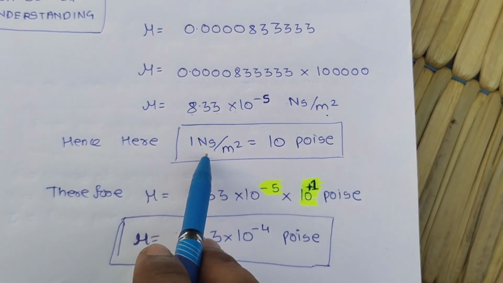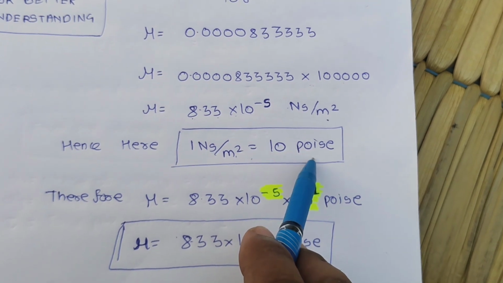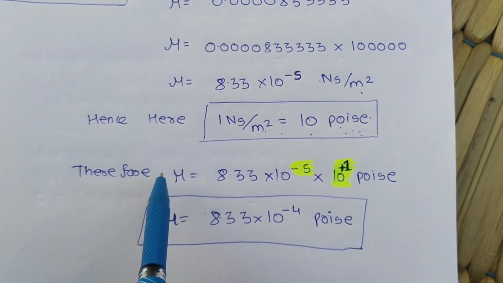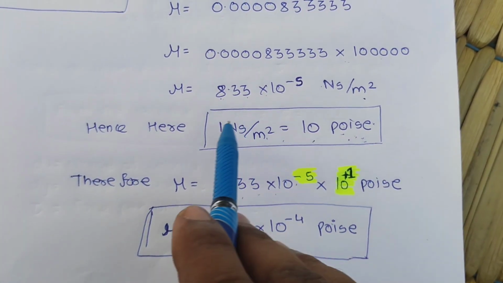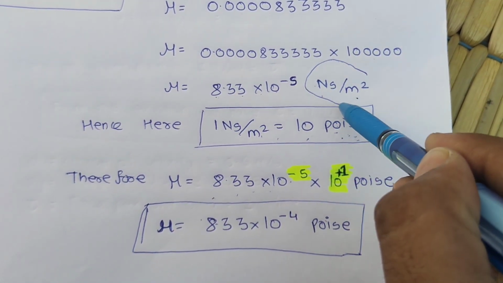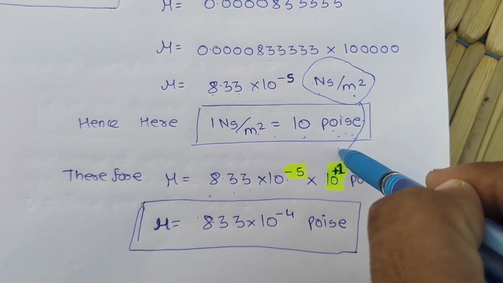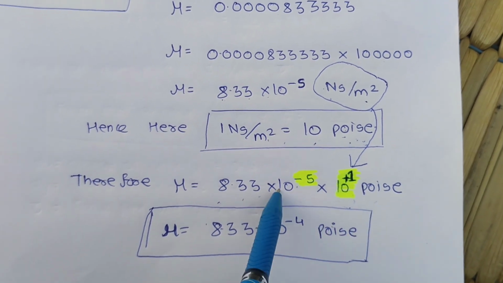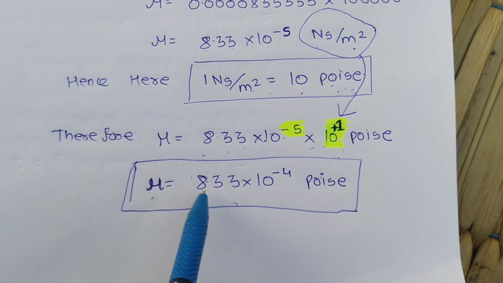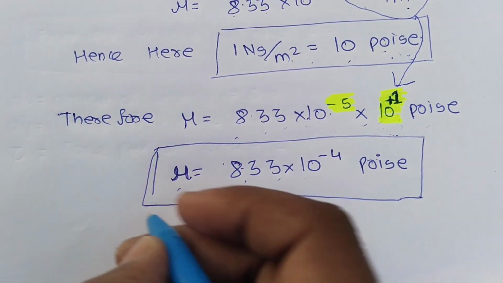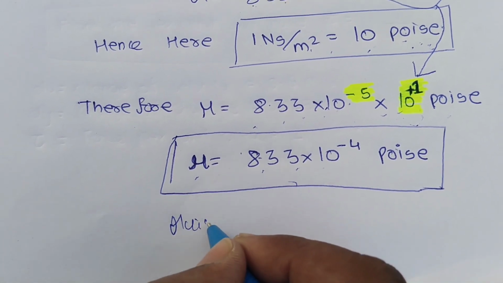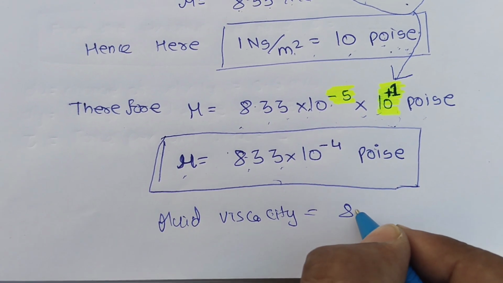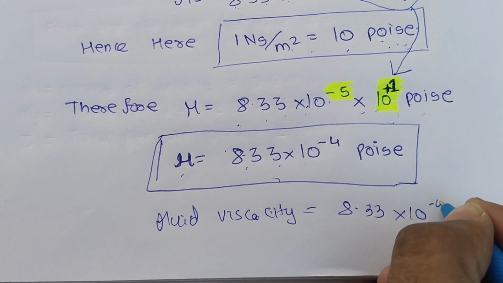Now here 1 Newton second per meter square is equal to 10 poise. I will explain poise in the new lecture. Therefore mu is equal to 8.33 into 10 raised to minus 5, and in place of Newton second per meter square we put 10 poise. After the calculation, the final answer is mu is equal to 8.33 into 10 raised to minus 4 poise. And the last line: fluid viscosity is 8.33 into 10 raised to minus 4 poise.